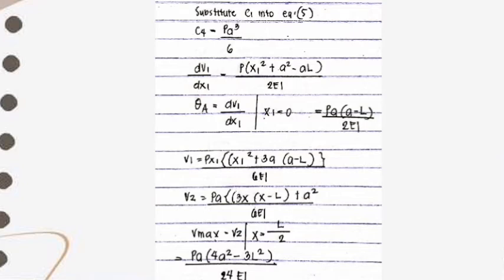So V1 is equal to Px1 times x1 squared plus 3a times a minus L over 6EI. Our V2 is PA times 3x times x minus L plus a squared over 6EI. So our V max is equal to V2 at x is equal to L over 2. So our V2 is equal to PA times 4a squared minus 3L squared over 24EI.